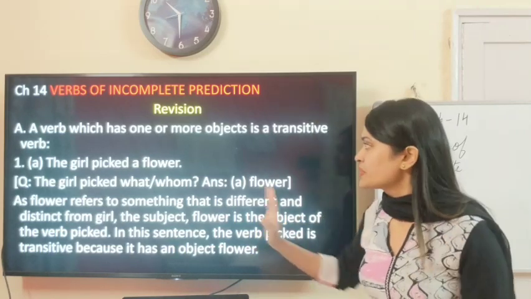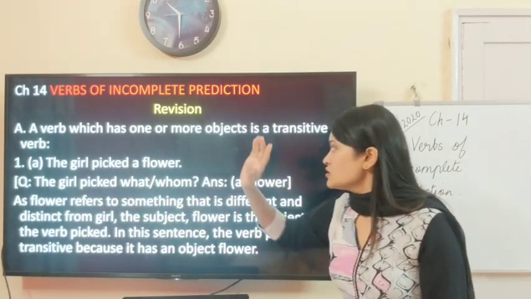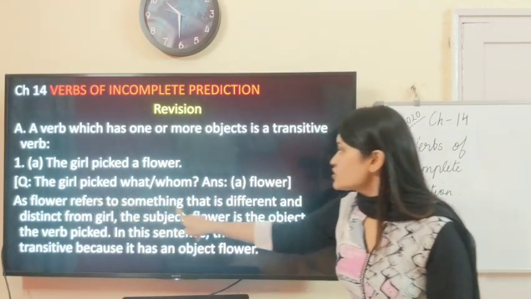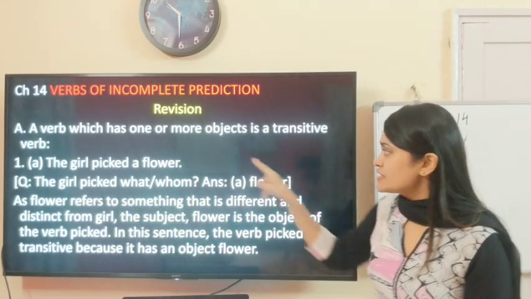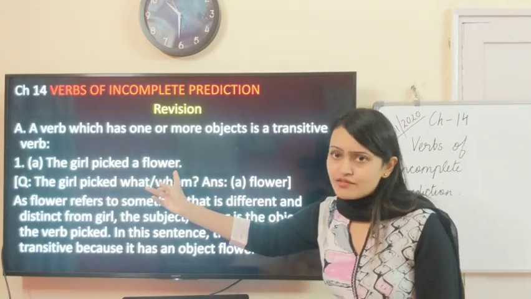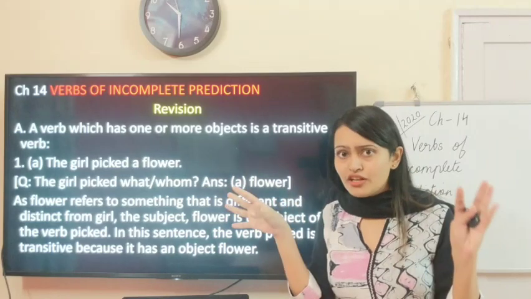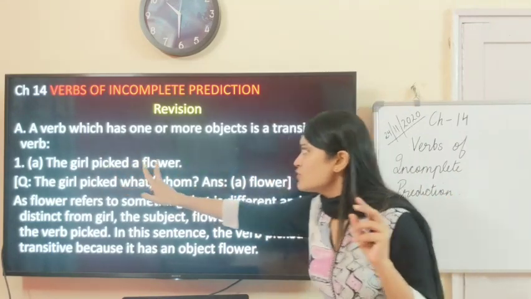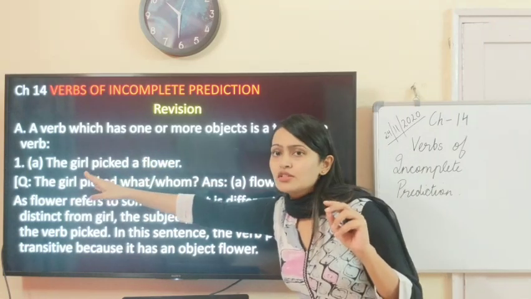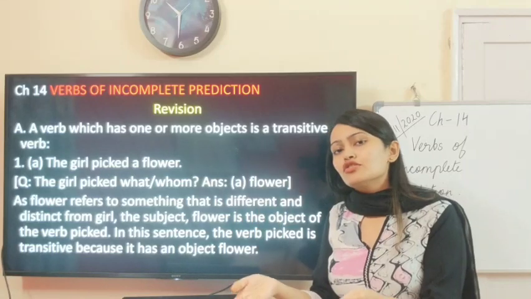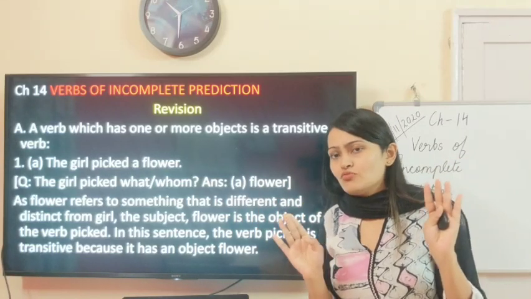Simple children? The girl picked what? Answer, flower. Okay? So flower refers to something that is different and distinct from the girl. Flower is definitely not the girl and the girl is definitely not the flower. They are two different things, right? If there would have been a word which is related to the girl, then that wouldn't be the object, children. That would be related to the girl, so we won't consider it as an object.